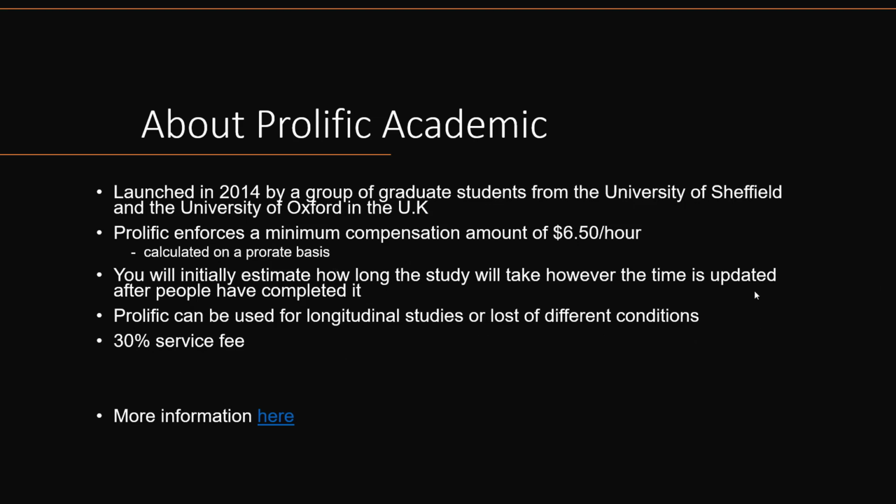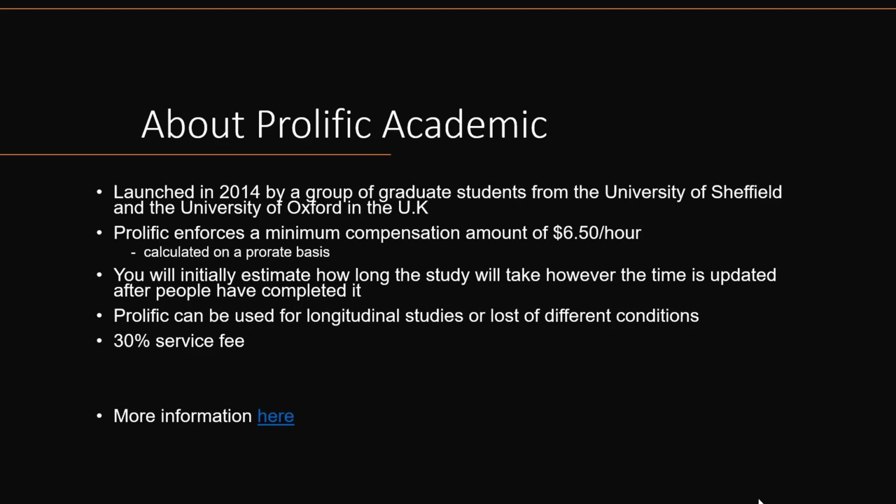Okay, so about Prolific Academic. It was created in 2014 by two graduate students, one from the University of Sheffield, one from the University of Oxford, and they were basically annoyed by not being able to find participants themselves, so that's why they created this service. At the time there was another service called Mturk, which is run by Amazon, and they weren't happy with the data they were getting from Amazon. They felt people were trying to game the system and they weren't getting quality data, so they started up their own service. And they made a few crucial differences.